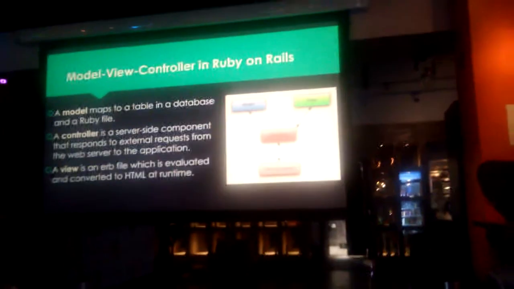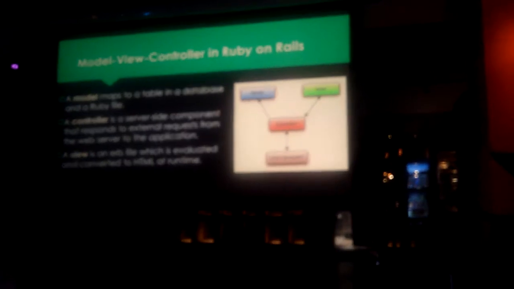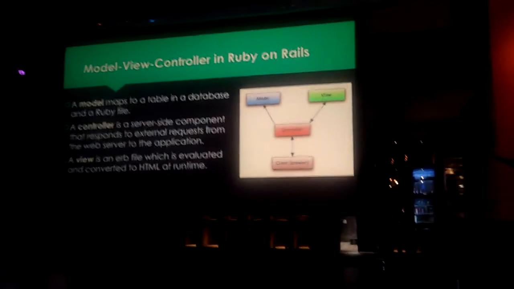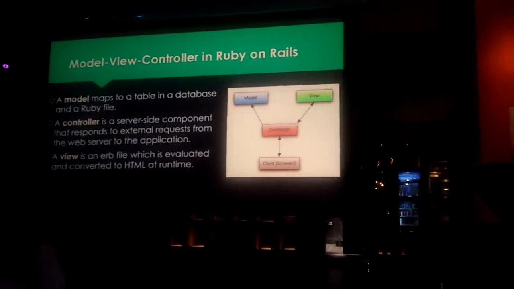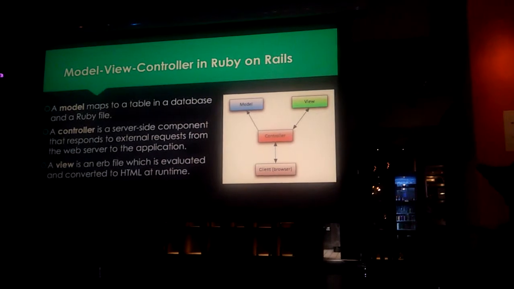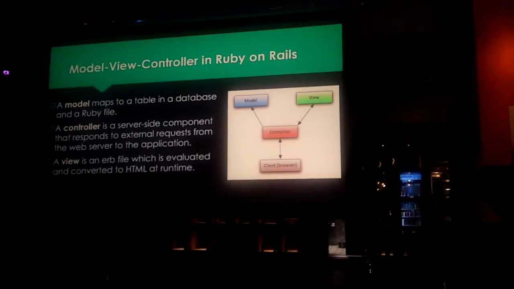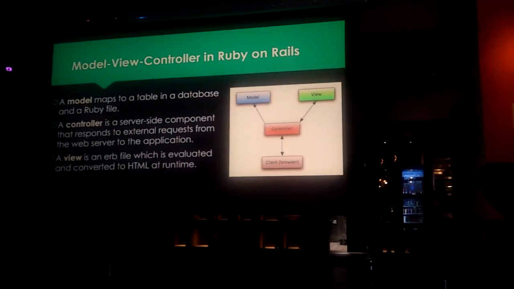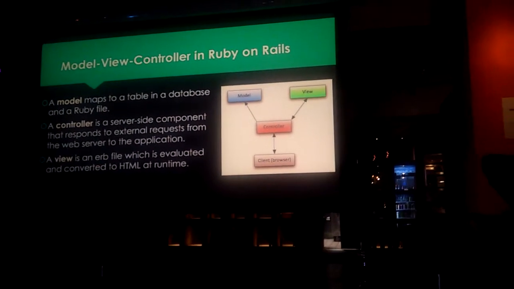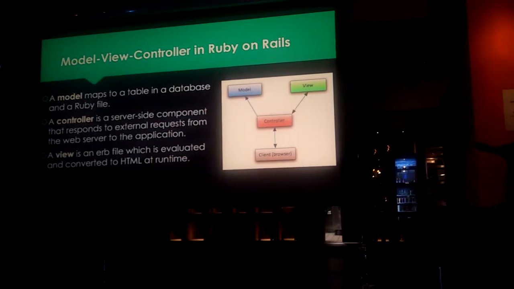Now, MVC on the front end is completely different from MVC on the back end. So in a default configuration in Rails, a model is going to map to a table in a database and a Ruby file. A controller is a server-side component that's going to respond to external requests from the server to the application. And a view is just an ERB file, which is then converted to HTML at runtime.